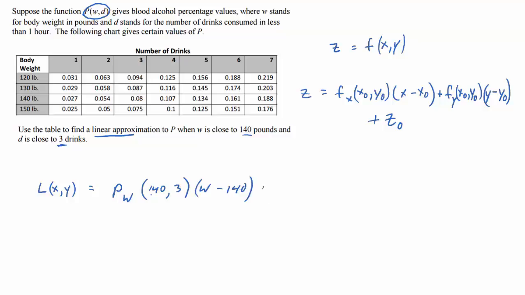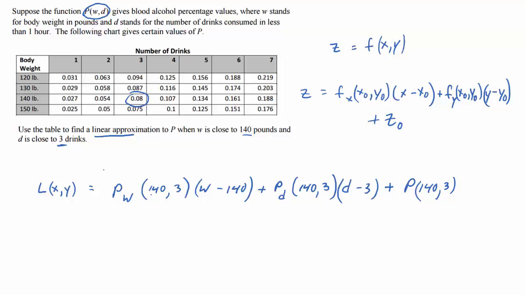And then plus the partial of P with respect to D, evaluated at 140, 3, and then times D minus 3, plus the height value of the point of tangency, which is P evaluated at 140, 3. Again, this is essentially the equation of the tangent plane to the function P at 140, 3, and P of 140, 3 turns out to be 0.08.